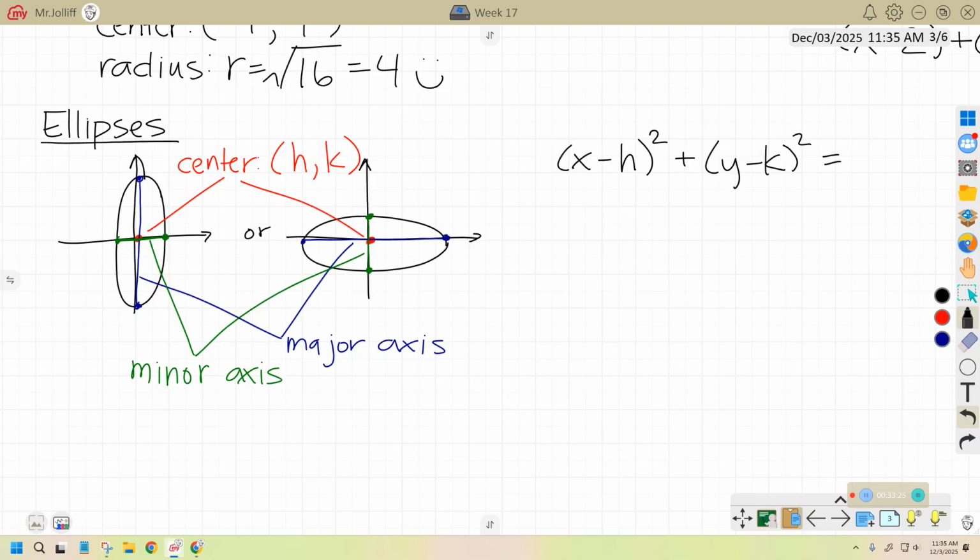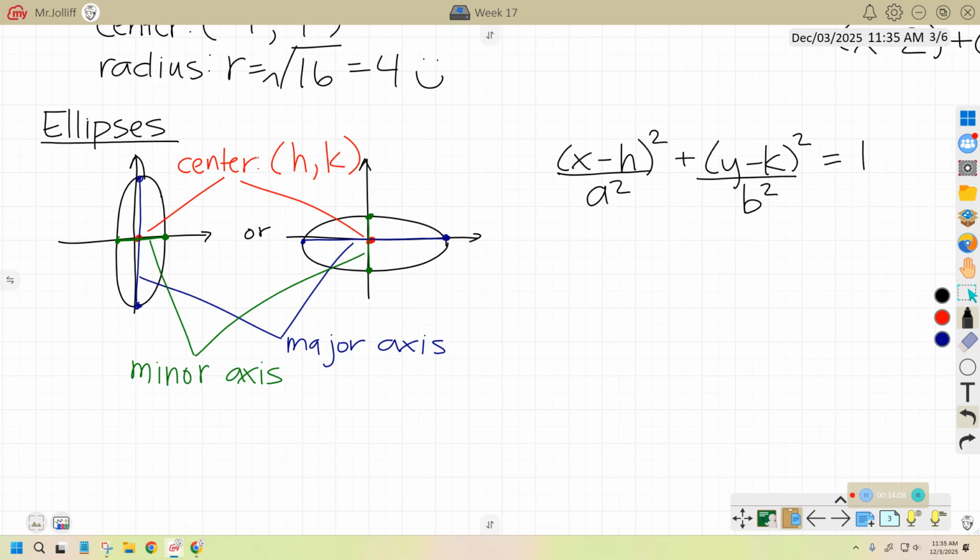To account for the fact that now I have two different distances, I'm going to have a 1 over here. And the different lengths, the wide side and the narrow side, are going to show up underneath those variables. And they show up as an a squared and a b squared. And a and b are half of those axes, the major and minor axes.